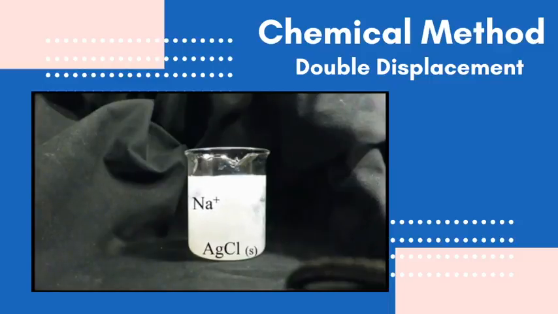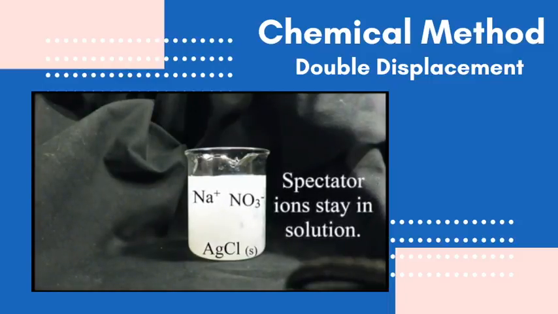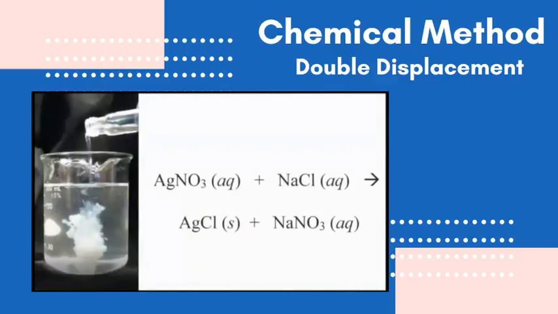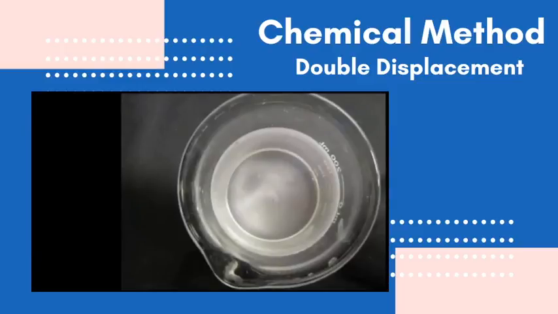The AgNO3 and NaCl are changing their places using double displacement reaction, and we get AgCl, which is a solid or salt. A precipitate is a solid and falls to the bottom of the beaker. What's left in the beaker is sodium ion and nitrate ion, and the chemical reaction took place there.